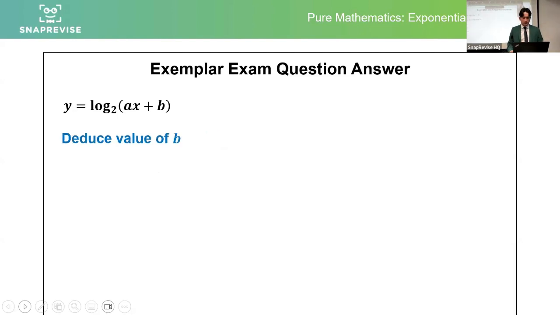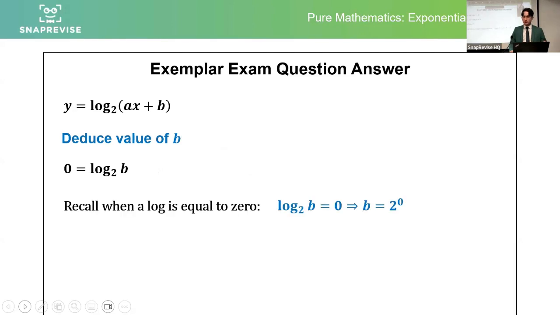That's almost forming our two simultaneous equations. Deduce the value of b. We can undo that to actually solve for b. So your first mark is going to come from this. Now, if we know log base 2 of b is 0, remember this tells us this to the power of this equals this. I'm saying 2 to the power of 0 gives me b. So b must therefore be 1. There's your first mark.